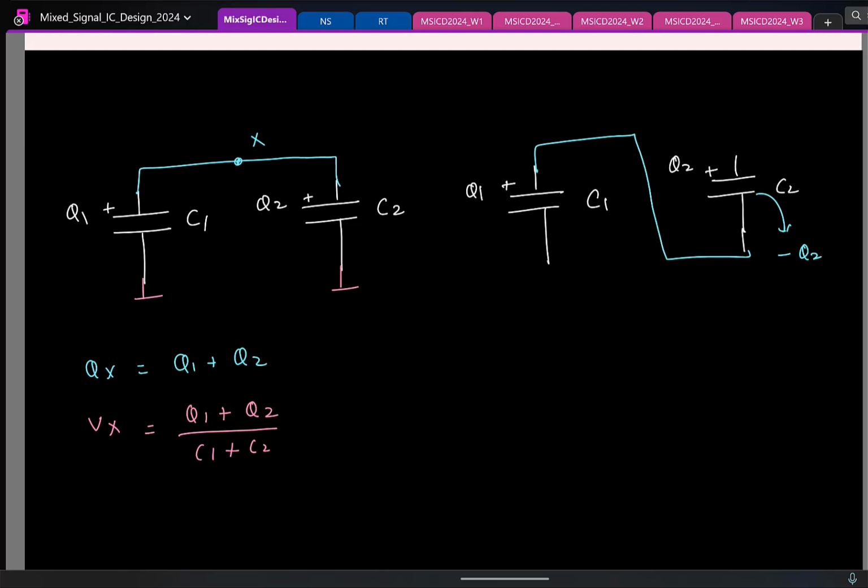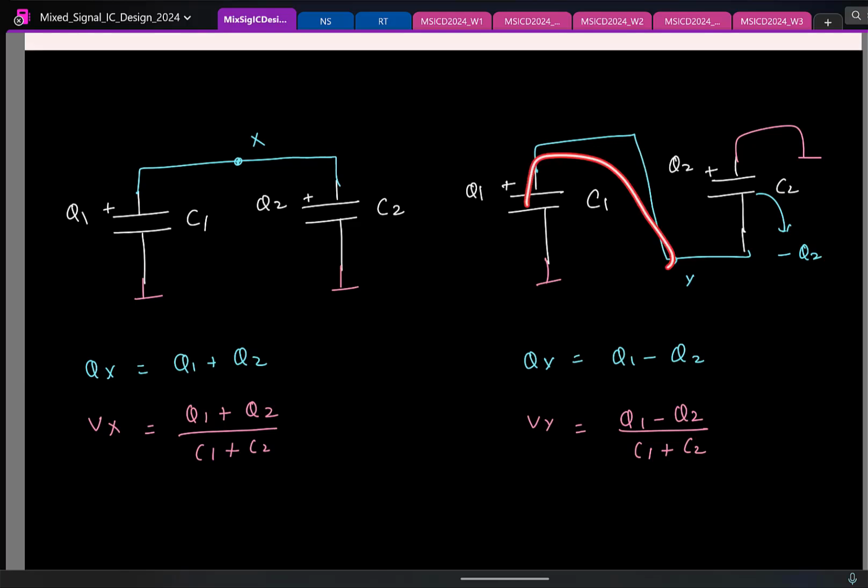Okay. So if I call this node Y, this will be Q1 minus Q2. So again, if I go and ground these two, what will be Vy? No, it is the same thing. The total charge is this. For the total capacitance, I have both of them in parallel.